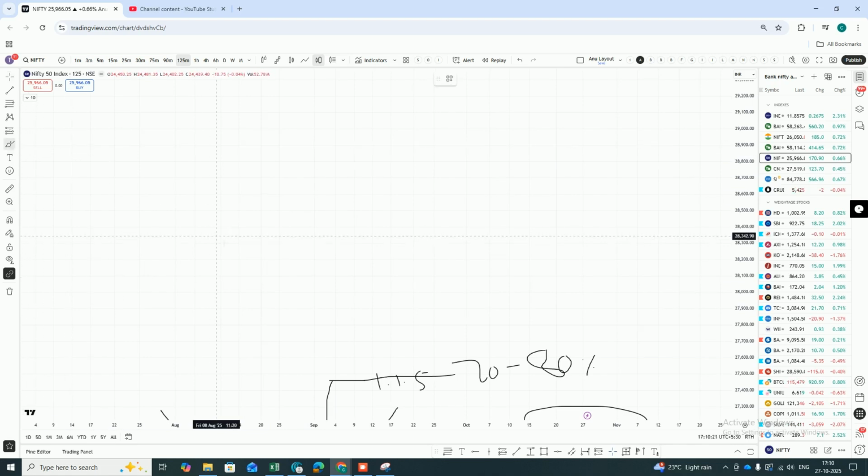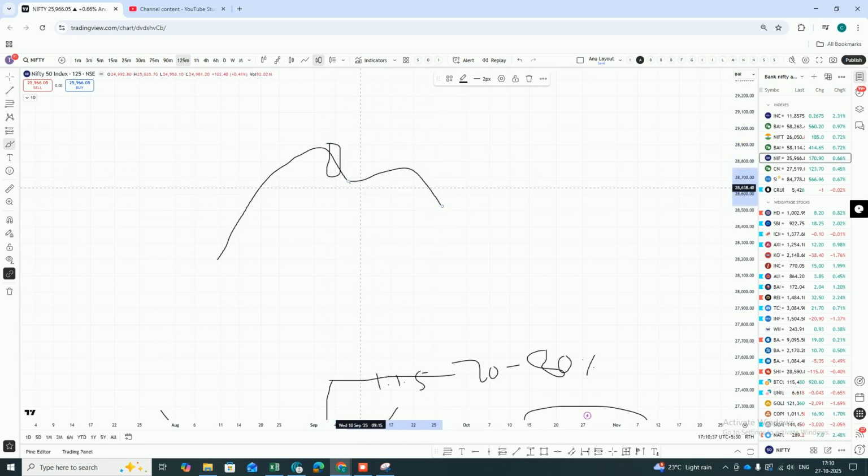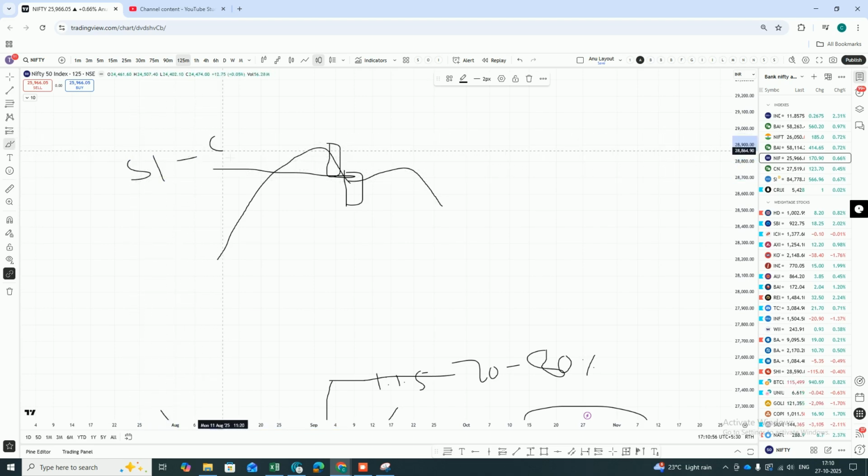Okay, let's assume this is a 10 EMA going from the bottom and it is turning like this, and here you see a red candle closed below 10 EMA. A red candle closed below 10 EMA, and the next candle is crossing that red candle. When the next candle is crossing the first red candle which is closed below 10 EMA, that is your S1 sell. This is your S1 sell.